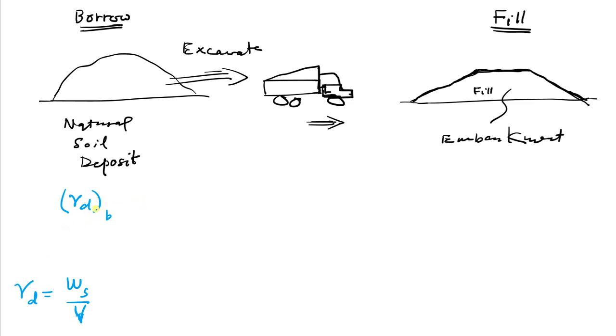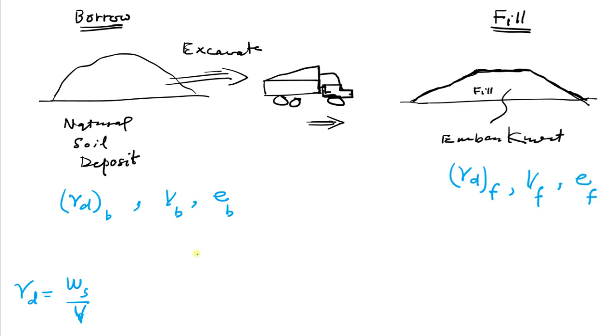So the dry unit weight of the borrow area is gamma d sub b, the volume of this is going to be V b, and the void ratio is going to be e sub b. And similarly for the embankment, it is going to be gamma d fill, the volume of this fill is going to be V fill, and the void ratio of this compacted soil is going to be e fill.